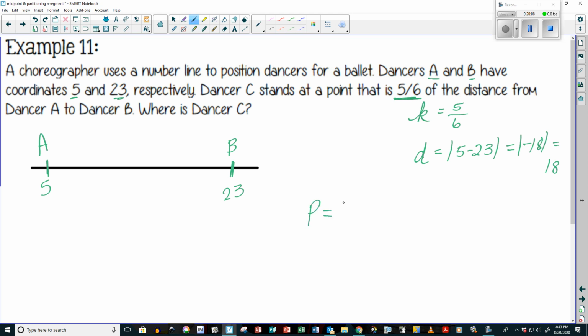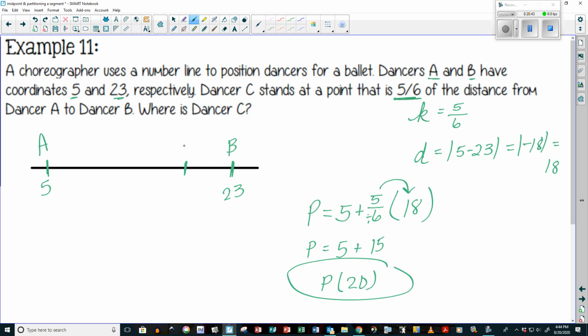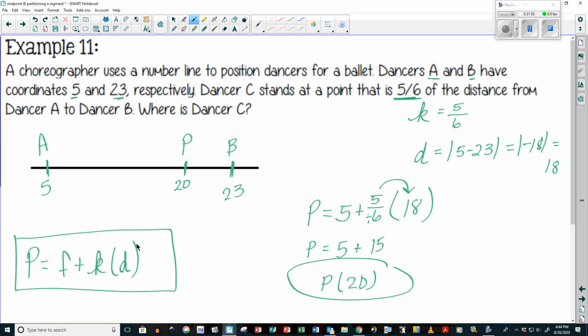So point P is located at your first number, 5, plus K times your distance. So point P is equal to 5 plus 5 times 18, and then you want to divide by 6. So you get 15. 5 plus 15 is 20. So point P is located at 20. So that means like right here would be your point P. Okay, use that formula. Your point is the first number plus K times your distance. Okay, think about what those things mean. And if you find them separately, then you just plug them in. They're super easy.